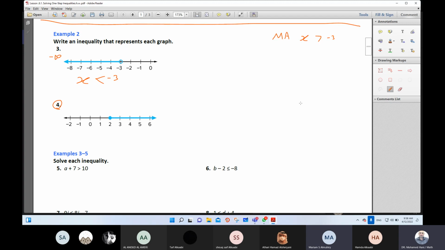X greater than or equal to 2. What is your name? Maryam Al-Muhairi. Great, Maryam, thank you. Who has different answer? Same answer. What is your name? Shok. Thank you, Shok. Who has else?